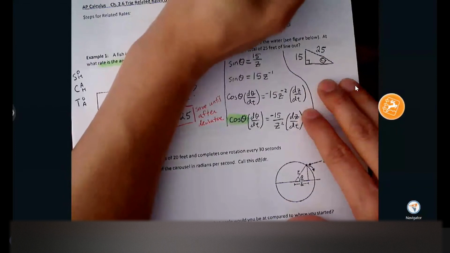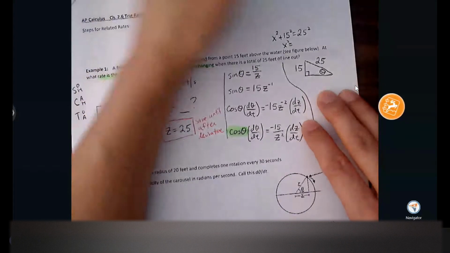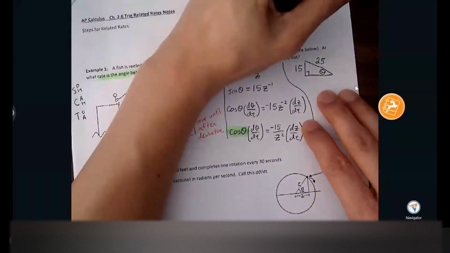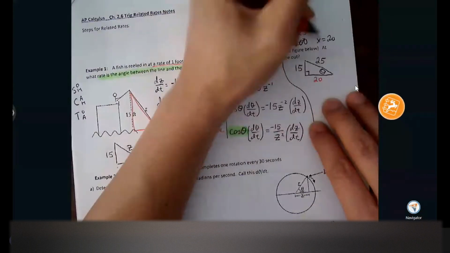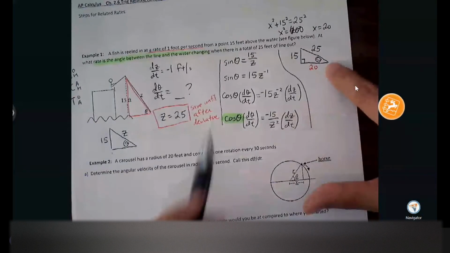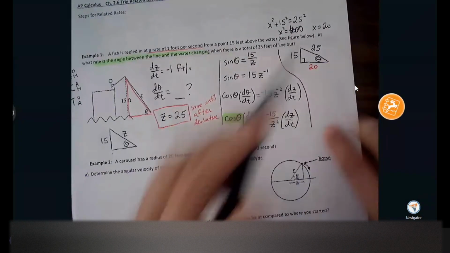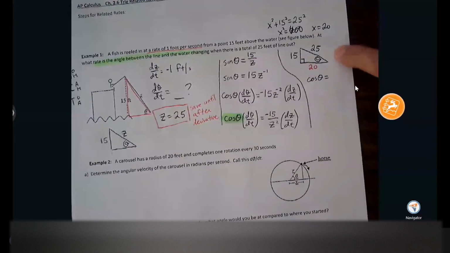Okay, a squared plus b squared equals c squared. Use our calculator, we get 20 squared. I'm sorry, 400. Which if we take the square root, x equals 20. Okay, Pythagorean theorem. We have all three sides accounted for. And now we should be able to find a clean replacement for cosine theta. Okay, what's cosine theta equal to here?